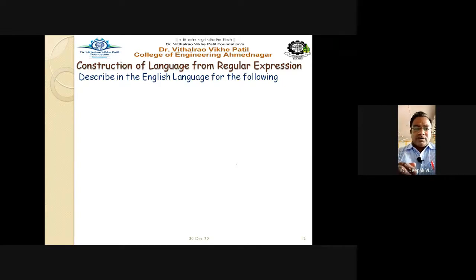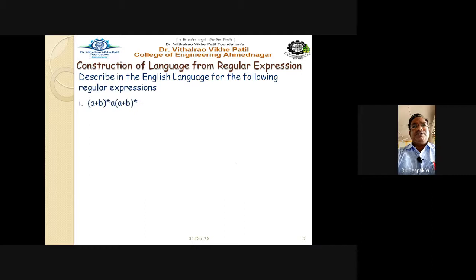So far in the examples we have discussed, we are given a language. The language is such that the strings contain any number of a and b. The English statements of the language are given, and we write the expression (a plus b) bracket to star, right? But here we have to go exactly opposite, a vice versa approach. The regular expression is given, and it is asked to write down the English language statement. So describe in English language the following regular expressions.